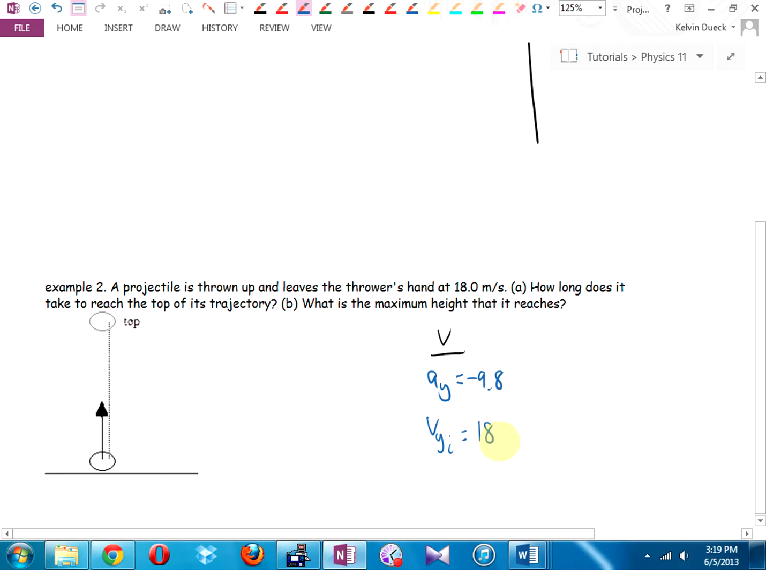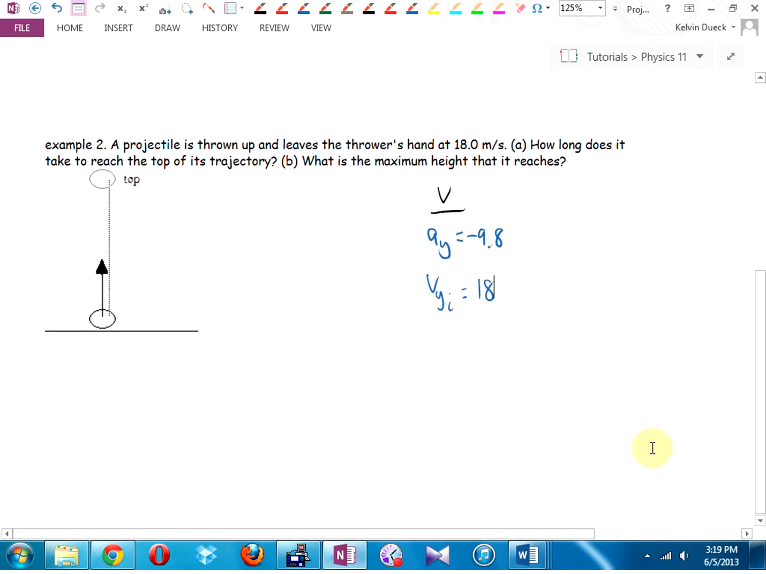What do they want me to find in part A? Time. To when? How long it takes to reach the top. So what I've told you is for all of these, 2 pieces of information is not enough. You need a third piece. One of the tricks that we can use if it says time to the top is we know something vertically at the top: the velocity is 0.